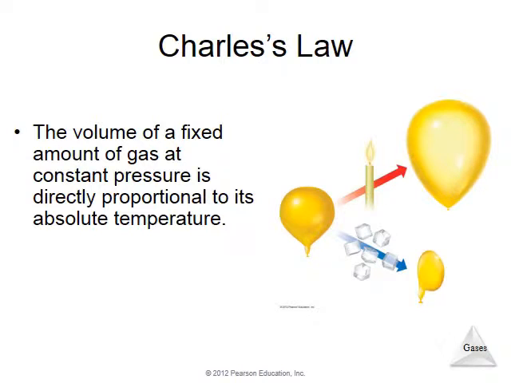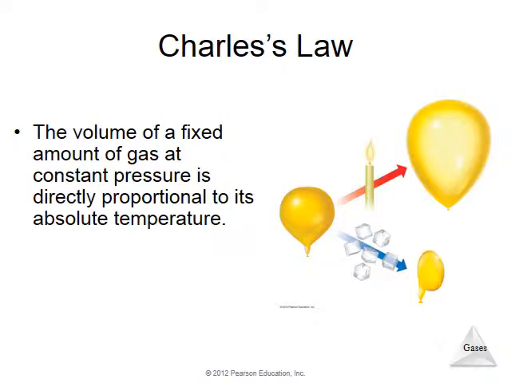Charles' law, instead of looking at the pressure and the volume with a fixed temperature, looks at the volume and the temperature and a fixed pressure. Charles' law says that the volume of a fixed amount of gas at constant pressure is directly proportional to its absolute temperature. If I have a balloon and I heat it up, it's going to get bigger. And if it cools down, it's going to get smaller. We get that same kind of idea as with Boyle's law, but what we now know is that volume and temperature are directly related.